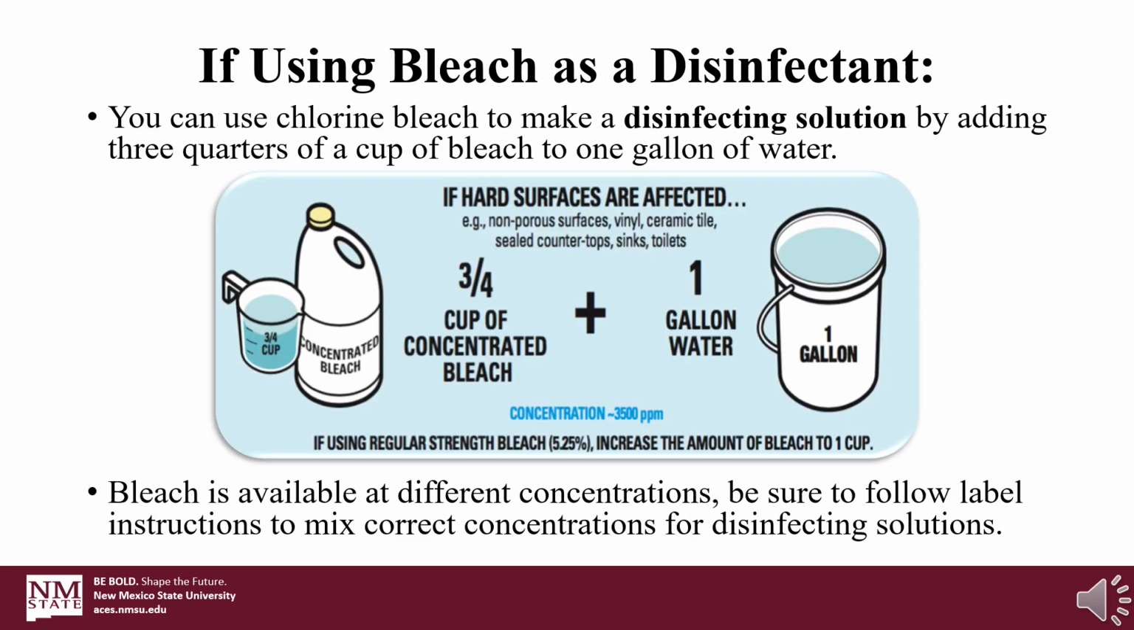When cleaning up vomit or poop, a disinfecting solution must be used to kill germs. You can use a chlorine bleach to make a disinfecting solution by adding 3/4 cup of bleach to 1 gallon of water. Bleach is available at different concentrations, so be sure to follow the label instructions to mix correct concentrations for disinfecting solutions.